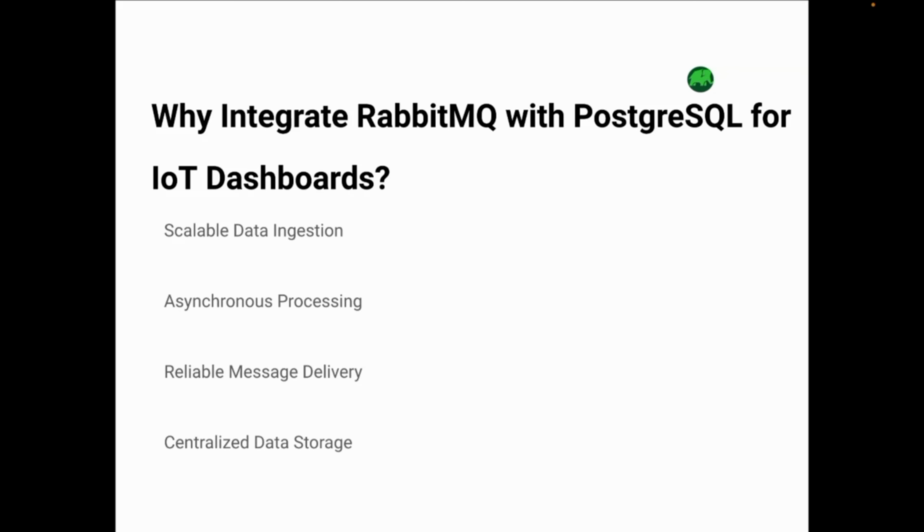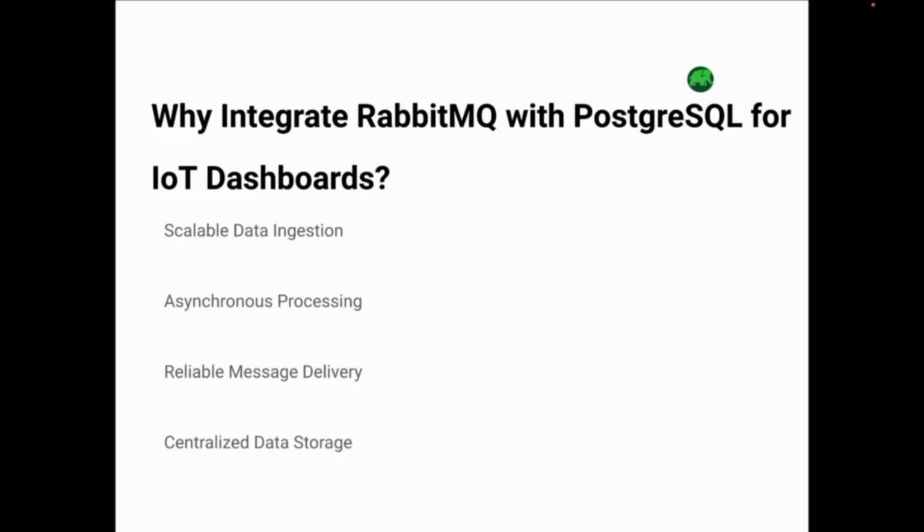Moving on to reliable message delivery. RabbitMQ is known for its durability and reliability. In IoT, data loss can mean missed events or inaccurate analytics. RabbitMQ uses a queuing system that ensures messages are not lost even if the system temporarily goes offline or encounters errors. So, no matter what happens, you can be sure that every piece of data from your IoT devices is accounted for and delivered to PostgreSQL.